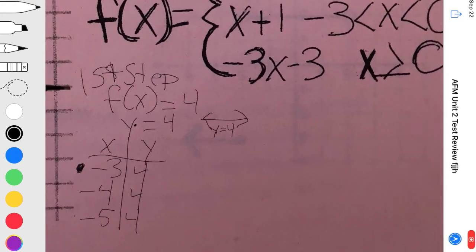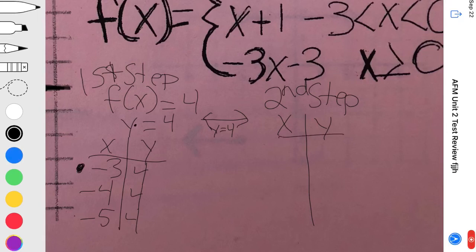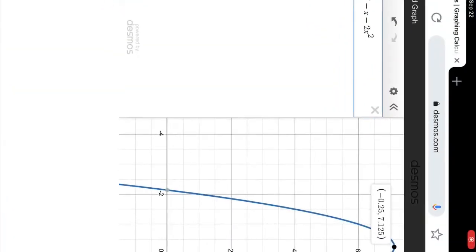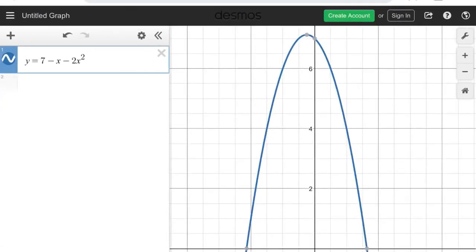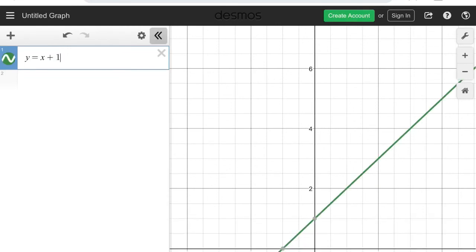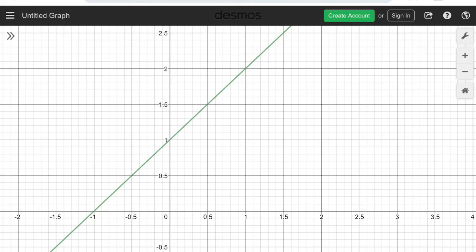Step 2 is a little bit more complicated, so you may have to put it into Desmos or a calculator. Second step. Let's use Desmos this time. So x plus 1 is a linear equation, so we do not have to have more than 2 points. So we want when x is -3 and x is 0, so we can connect the two open circles. So let's use Desmos, x plus 1. So clear out our quadratic that we had and type in y equals x plus 1. So here is our graph.